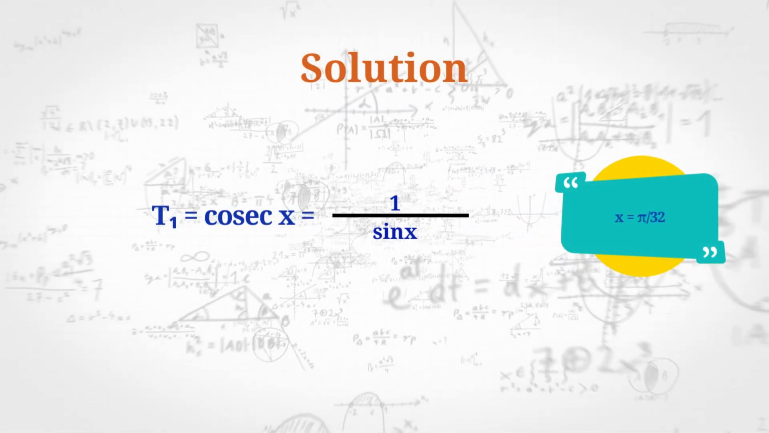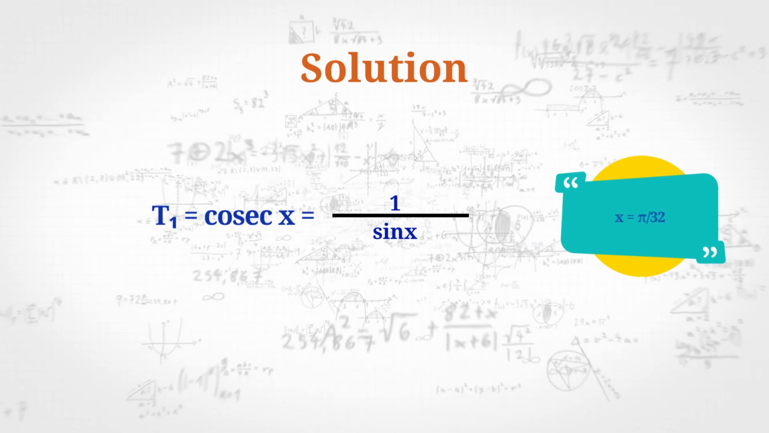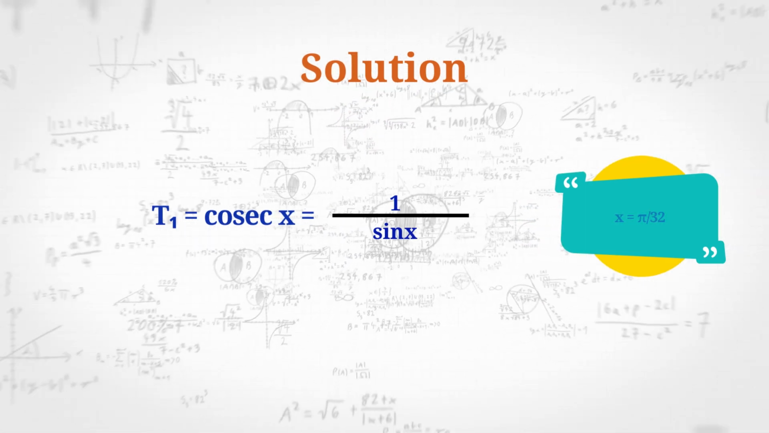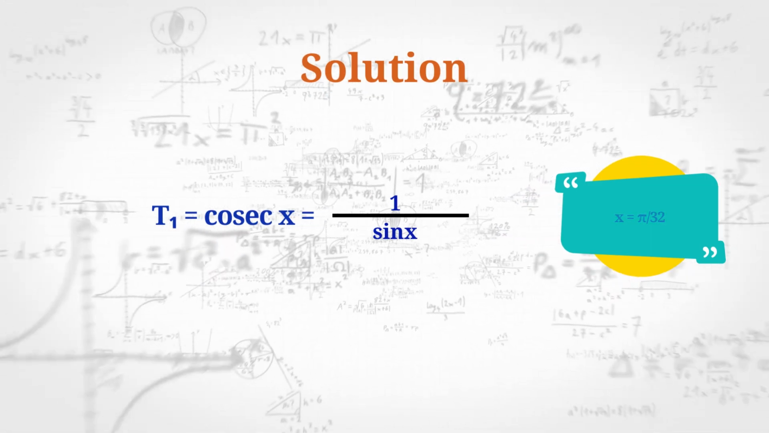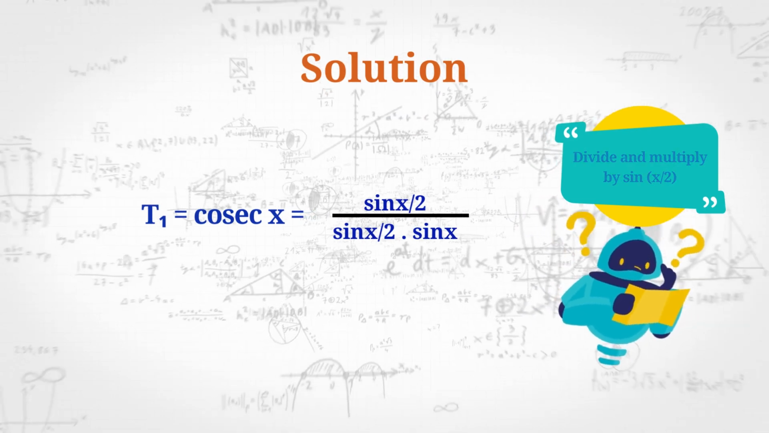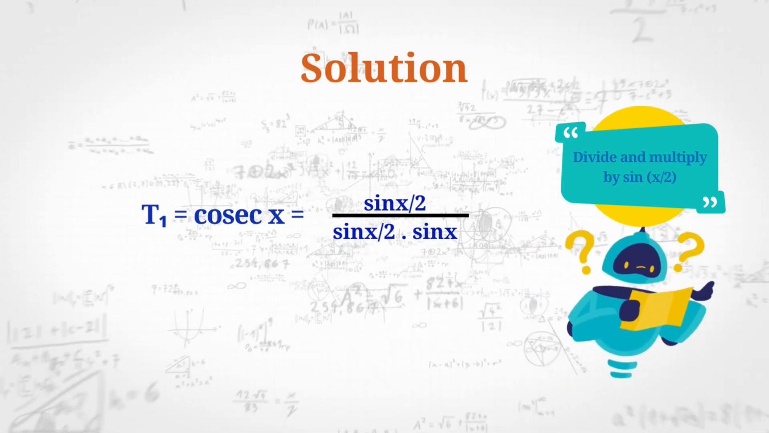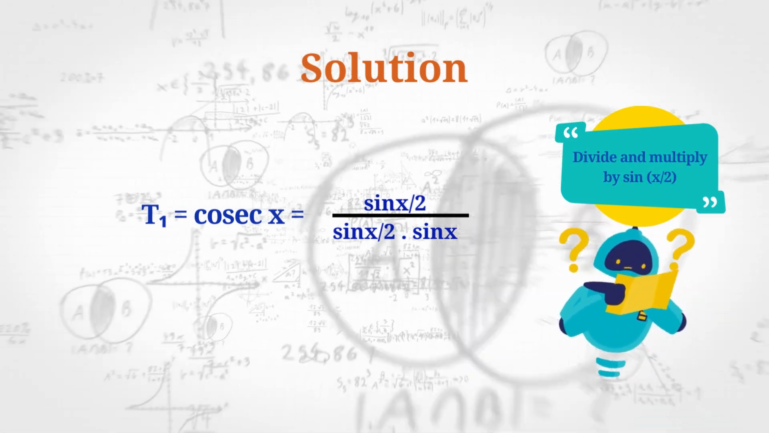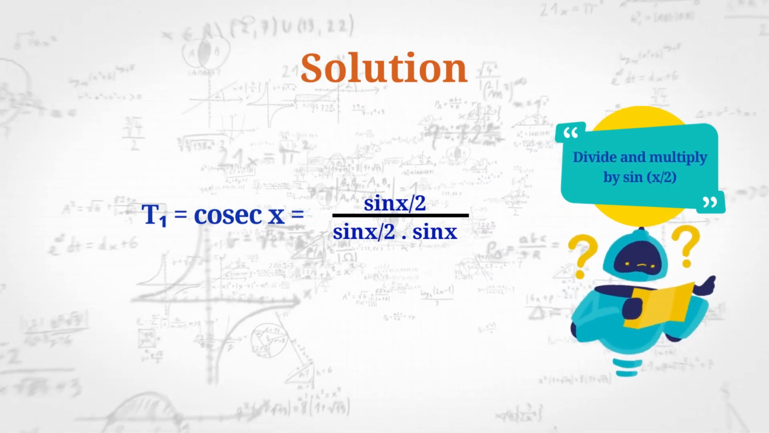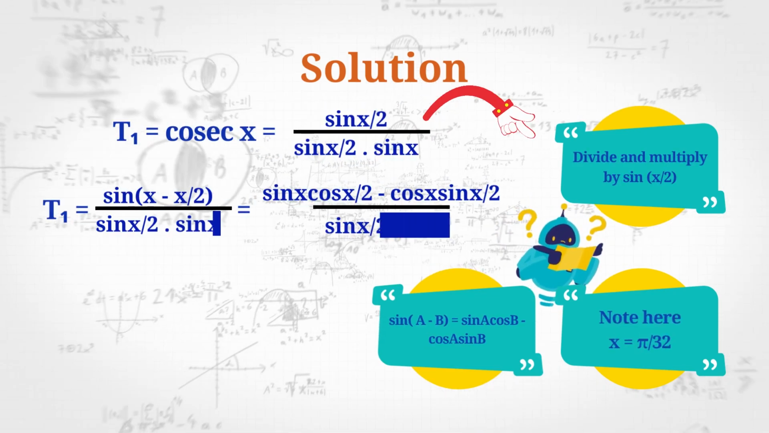We start by expressing term 1 as cosec x, where x is pi over 32. It can be written as 1 over sine x. And now we divide and multiply by sine x by 2. You might have this question in your mind: why are we doing this? We are doing this manipulation to get all the terms in the form of cot. Why? Because the right hand side was given in the form of cot.